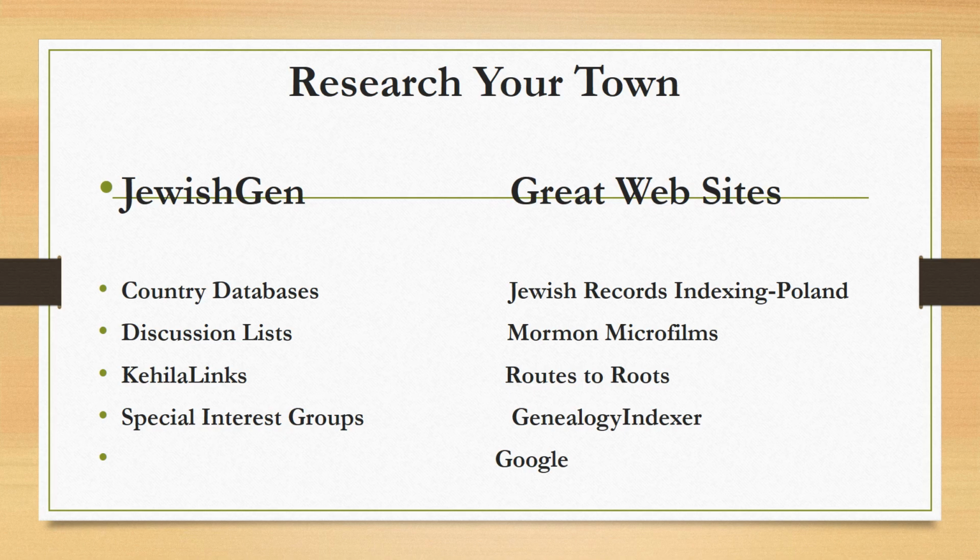Here are a few. JewishGen Records Indexing Poland, which has vital records from the Polish archives and has indexed also some of the Mormon microfilms, many relating further back than 1930, but they were taken all over Eastern Europe. Then you have Roots to Roots, which is a database of archives. If you know the town, you can go in there and get what is in the archives for that town. Genealogy Indexer will allow you to go to city directories from the late 1800s right up through the 1930s. And of course, there's Google.